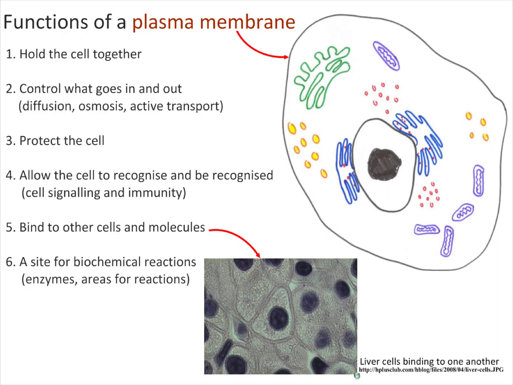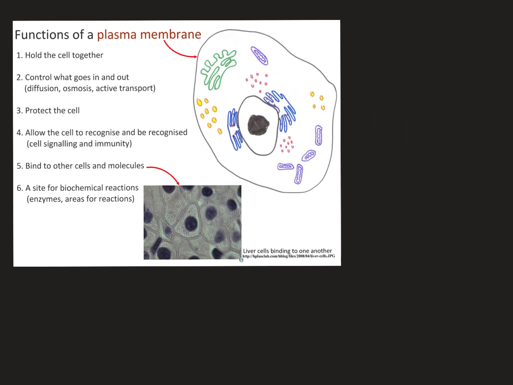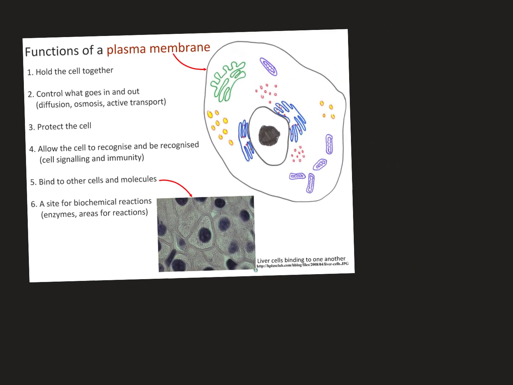So when you look at the plasma membrane of a cell, again, what is the plasma membrane? A plasma membrane is the membrane on the outside of the cell. It does these 6 things. The first thing it does is it holds the cell together. If it wasn't for this membrane, things would just float away. So this holds everything together.